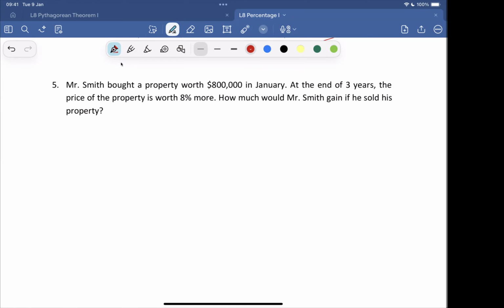So you have $800,000 in January. After 3 years, you grow 8% more. How much money will he gain if he sells his house right now? So that means how much does he earn? Okay, what is his profit? So of course the profit is 8%. Can everybody help me to calculate what is the profit? Type your answer in the chat. Your time starts now.